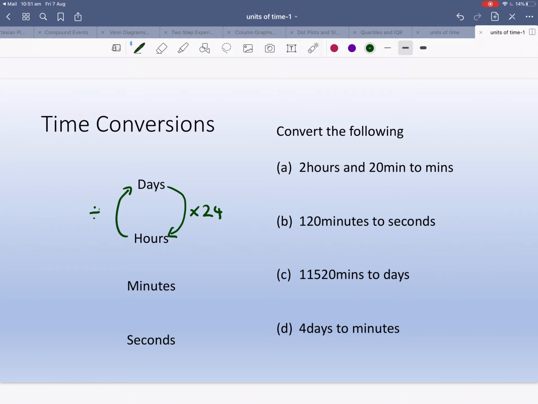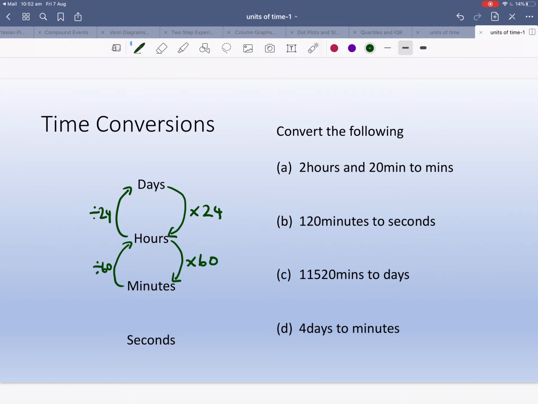So please write this down, this flow chart as well. I know that there are 60 minutes in 1 hour, so to convert from hours to minutes, I need to multiply by 60. So that means I need to divide by 60 to go the other direction, all right? So if I'm going to convert from hours to minutes, I need to times it by 60. Think about it. And then the opposite has to be true.